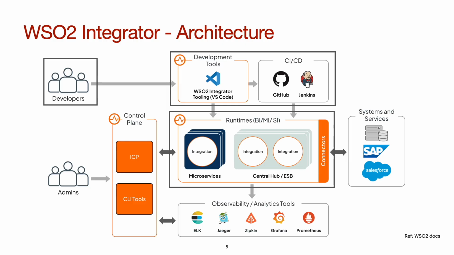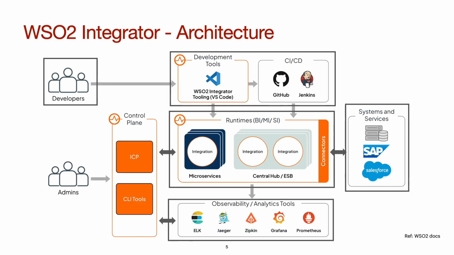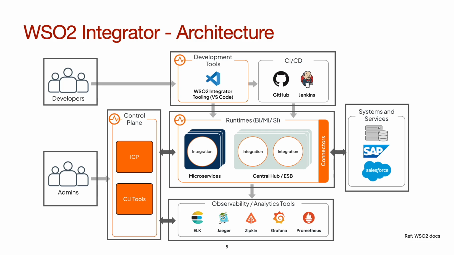Based upon the code, it connects to respective systems and services for exchanging the data, and respective orchestration logic is performed. And down the line, we have observability and analytics tools where the events are published, and finally the admins and even sometimes developers also participate in observability and monitoring of those services via the unified control plane, which is your ICP. Sometimes some CLI tools are also used for this purpose.